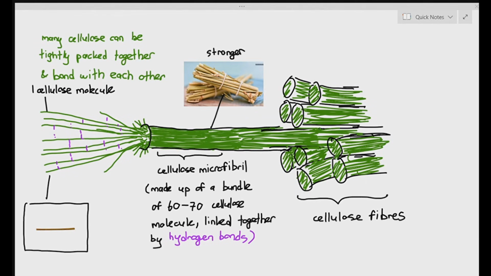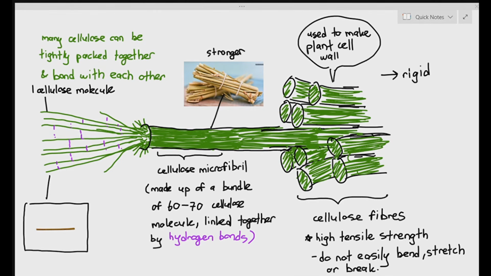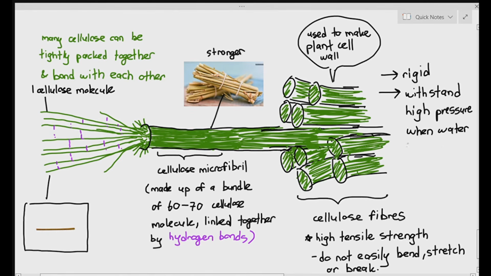So they have a very high tensile strength. They do not break easily. They do not bend easily. They do not stretch easily. The reason why this is significant is because cellulose fibers are actually used to make plant cell wall. And if you remember, plant cell walls are extremely rigid and they can withstand a high pressure when water rushes into the cell. The plant cell will not burst because the cell wall is strong enough to withstand the pressure. So this is why cellulose molecules being linear is a big deal.